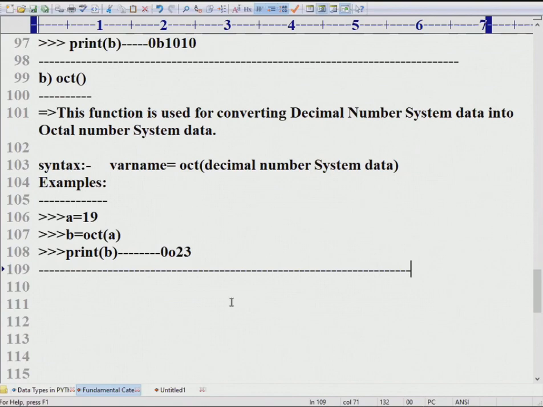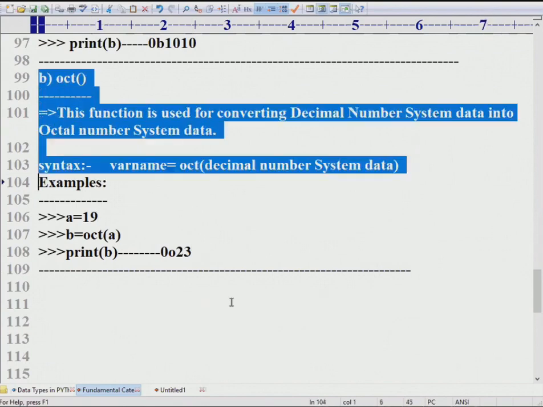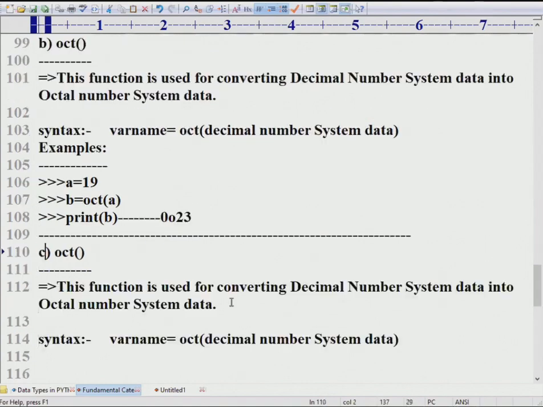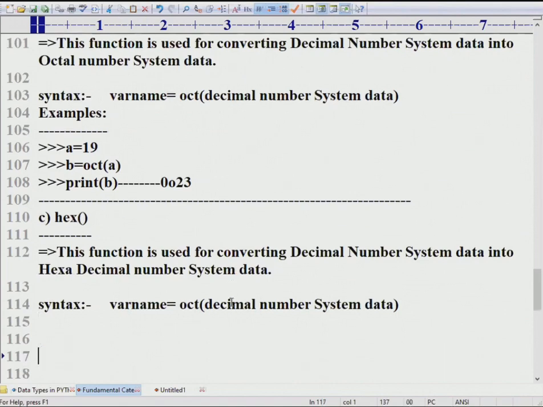Next, the last conversion function I will take. What is the last conversion function? Hex. Hex is used for converting decimal number system data into hexadecimal number system data. Syntax is variable name is equal to hex of decimal number system data.